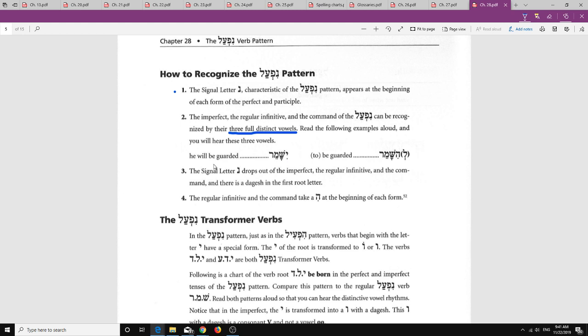In the niphal, remember we'll be losing the nun in the imperfect and some of the other forms. Instead, how we might identify this is that it will have three distinct vowels. So instead of yishmor, it's yishamer. There's three vowels right there. Again, here we have lehishamer as the infinitive. So three distinct vowels.